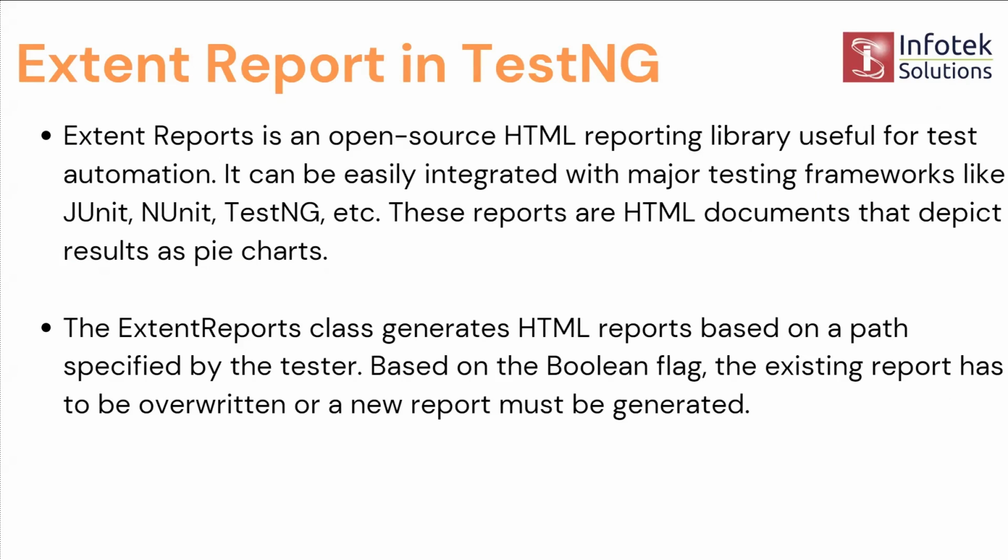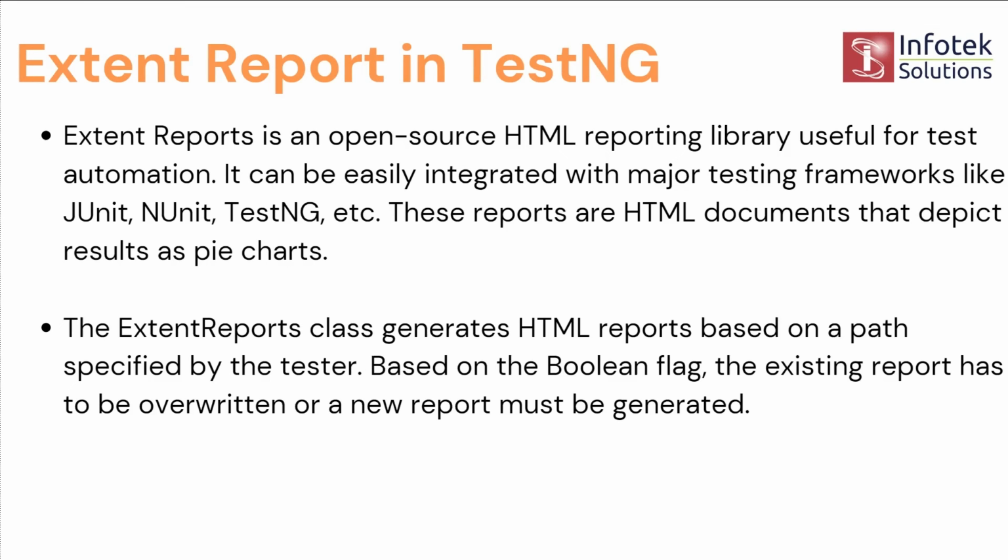Extent Reports is an open source HTML reporting library useful for test automation. It can be easily integrated with major testing frameworks like JUnit, NUnit, TestNG, etc. These reports are HTML documents that present the results as pie charts. Usually, if we have 10 test cases and we want to demonstrate those test cases in HTML format, we add them to the Extent Reports. That is displayed in the form of pie charts and in HTML documentation.